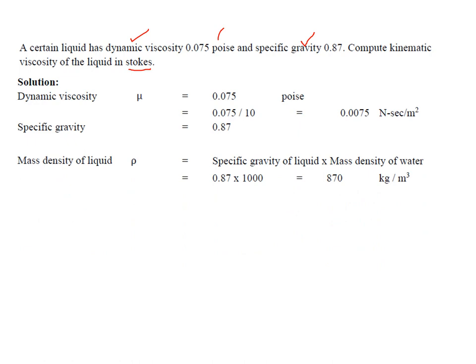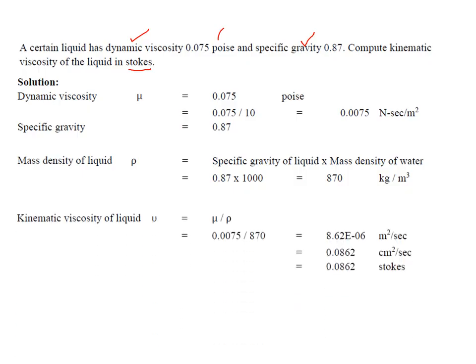Now you know mu, which is in SI units, 0.0075. Rho, again in SI units, is 870. So mu by rho is nothing but nu. So kinematic viscosity of liquid is mu by rho. So directly substitute 0.0075 divided by 870. That comes to 8.62 into 10 raised to minus 6 meter square per second.